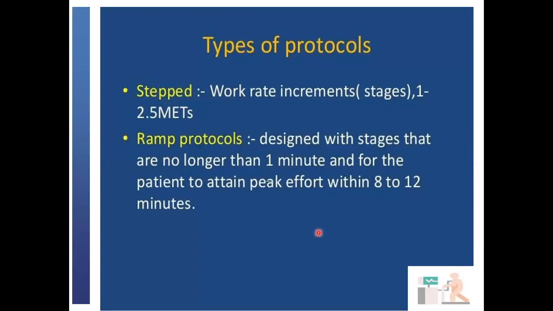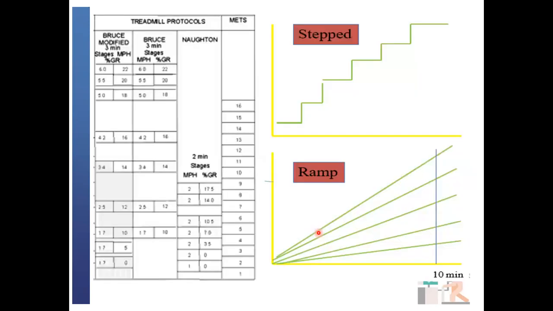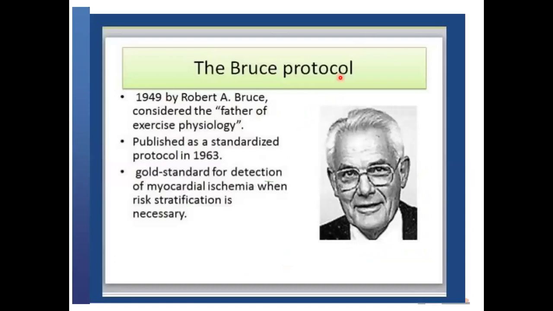Other types of protocols include the stepped and the ramp protocol. The stepped protocol used to be conducted in the early days of exercise stress. I don't think most people do the stepped now. So there's a work rate increment. Then the ramp protocol is what we commonly do now, designed with stages that are not longer than 1 minute, for the patient to attain peak effort within 8 to 12 minutes. So this is just trying to graphically show the step protocol and the ramp protocol. There's a steady increase in slope, while this one is a staggered increase in slope.